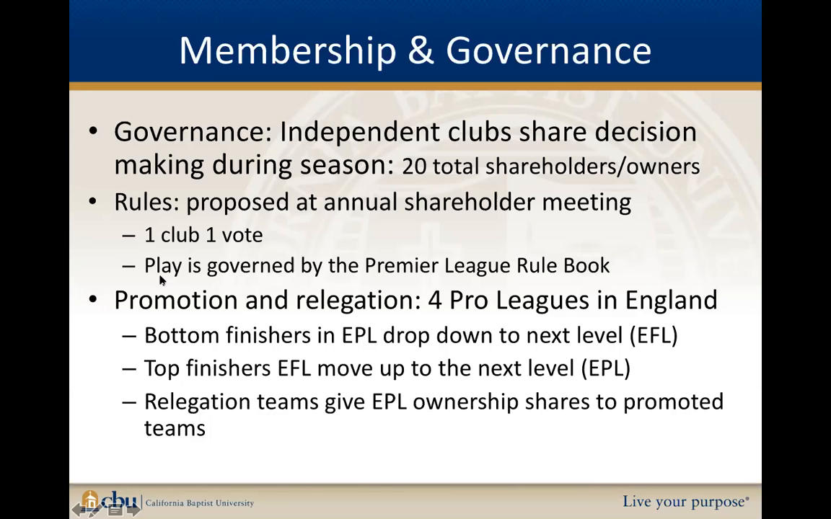But then the rule book is basically the Premier League rule book, and that governs overall play in the English Premier League. But still, the independent clubs share the decision-making throughout the season through this one club, one vote format. And again, we already discussed promotion and relegation, that bottom finishers drop down, top finishers move up. In this case, everybody wants to move up to the English Premier League.